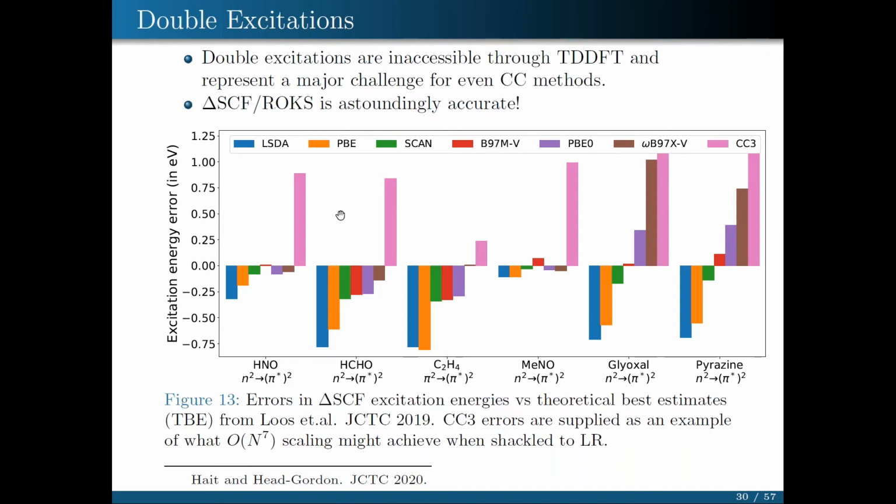You can see here in this figure that the N to the 7 scaling coupled cluster CC3 method, which has an RMS error of something like below 0.1 eV for single excitations, has something close to a 1 volt error for most of these double excitations, as given by the pink bar in the figure. However, delta SCF for ROKS is astoundingly accurate for these excitations, as made clear by the error bars in there.